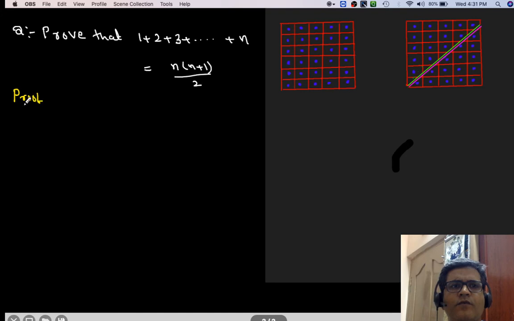Proof, method 1. Method 1 is, let the given series be S, that is S is equal to 1 plus 2 plus 3 plus etc. up to n minus 1 plus n. Call this equation number 1.